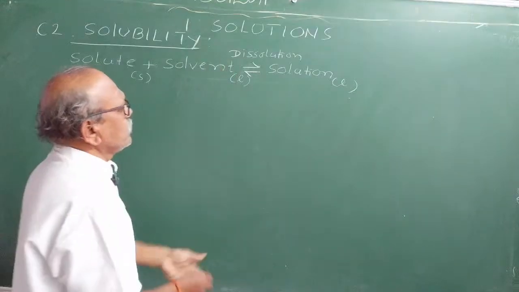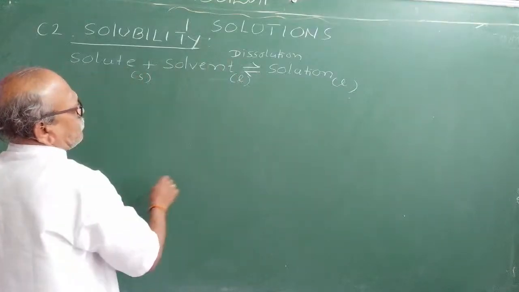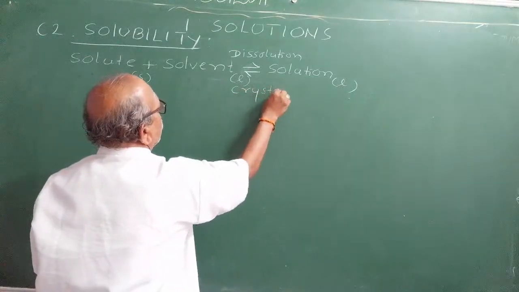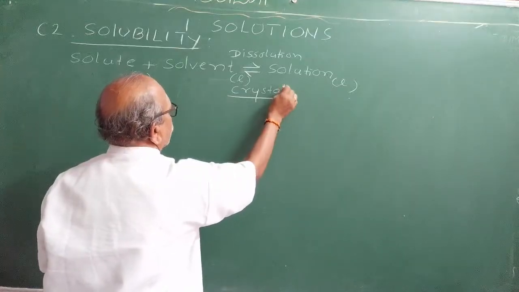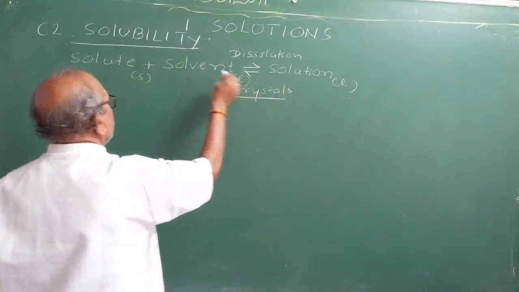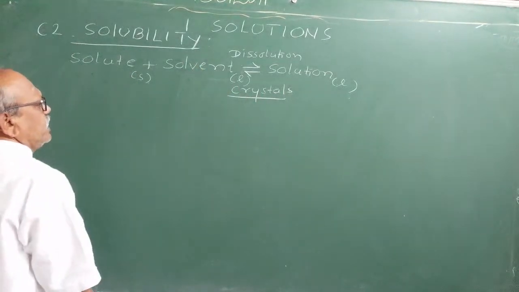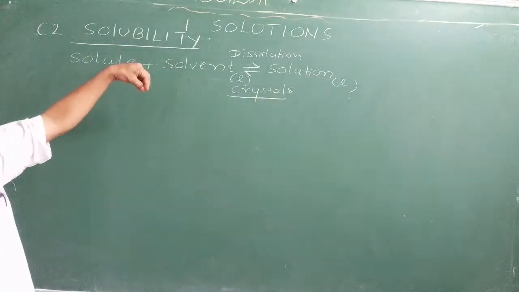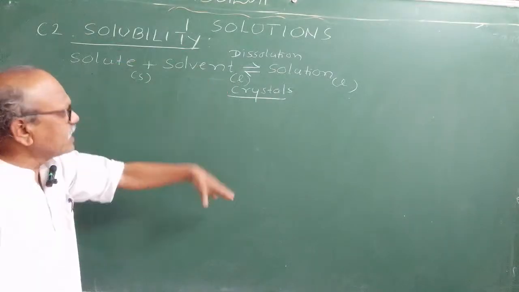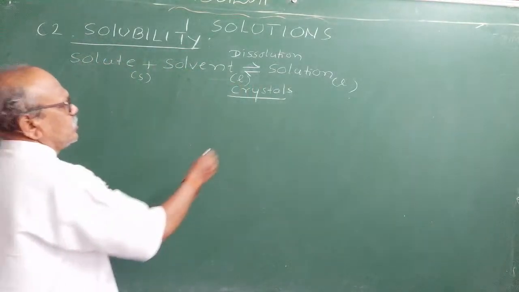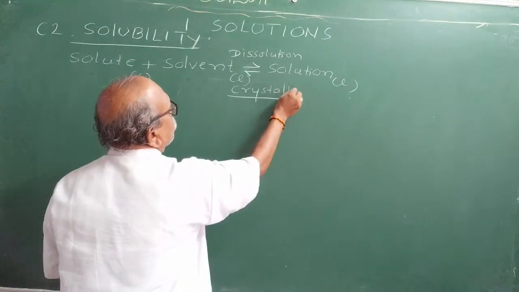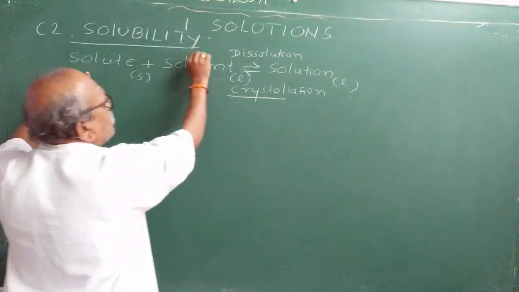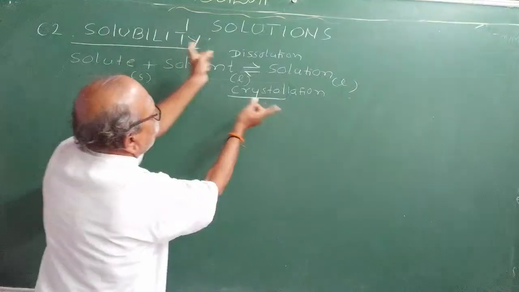After reaching saturation, the backward reaction starts. After crossing the saturation stage, the solvent cannot dissolve any more solute in it. Then the reverse process occurs: excess solute particles present in the solution will settle at the bottom. This process is called crystallization. A stage is reached when dissolution and crystallization, both of them, attain a state of equilibrium.